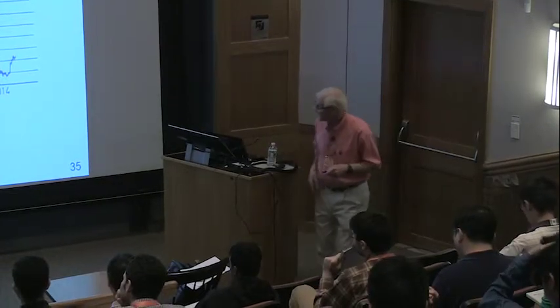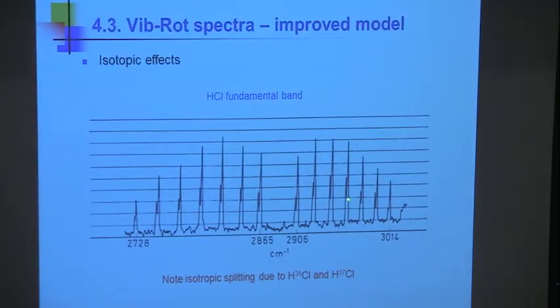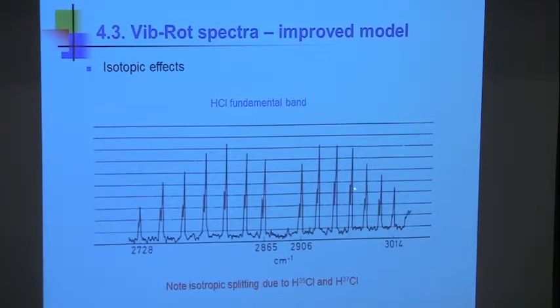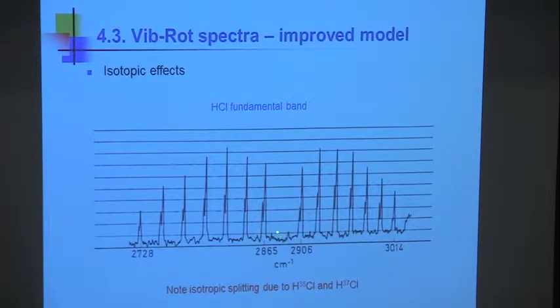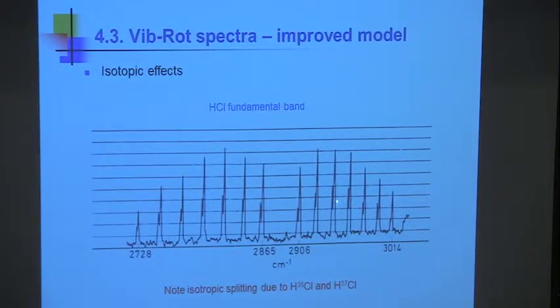Here's what it actually looks like in the laboratory, HCl. Heteronuclear, so if you look in there, you can see the slight offset of the lines. Here's the center, null gap. Now, this is the high frequency side in energy units. So is this the R branch or the P?